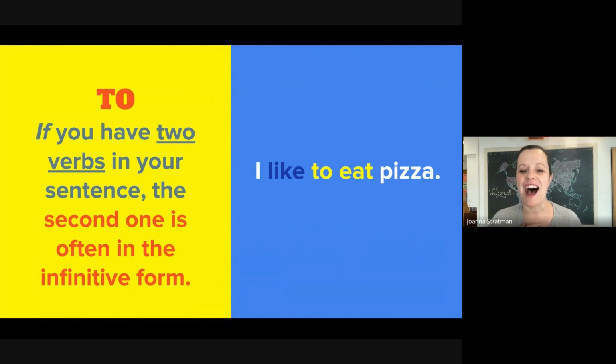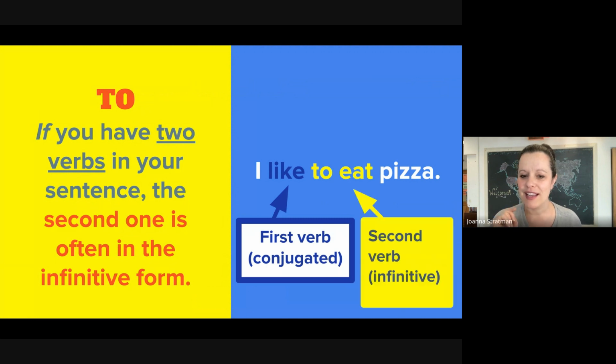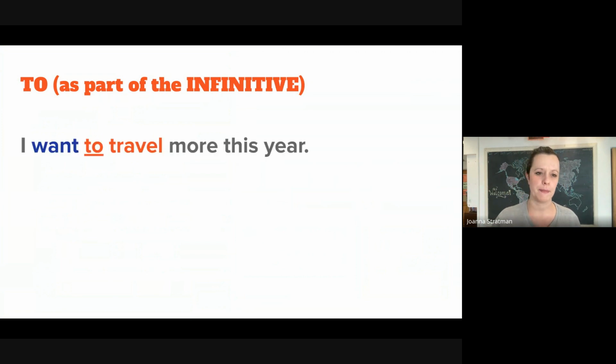So again, I like to eat pizza. Like is the first verb. Eat is the second verb. So eat is in the infinitive form, to eat. Again, it's not correct to say I like eat pizza. It's I like to eat pizza. Let's look at a few more examples of using to as part of this infinitive structure.